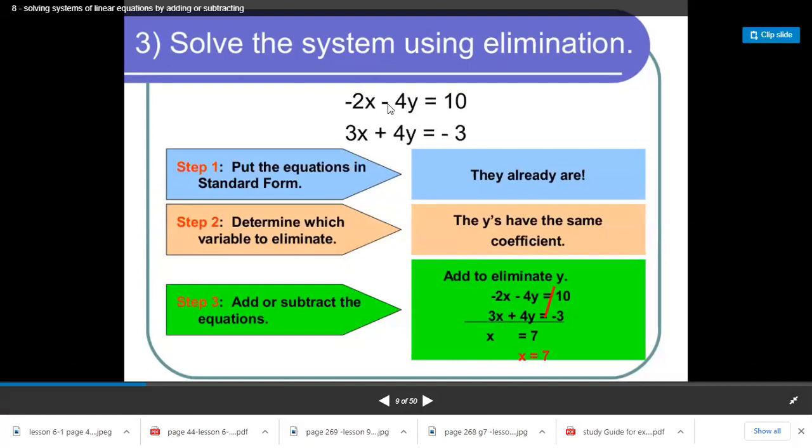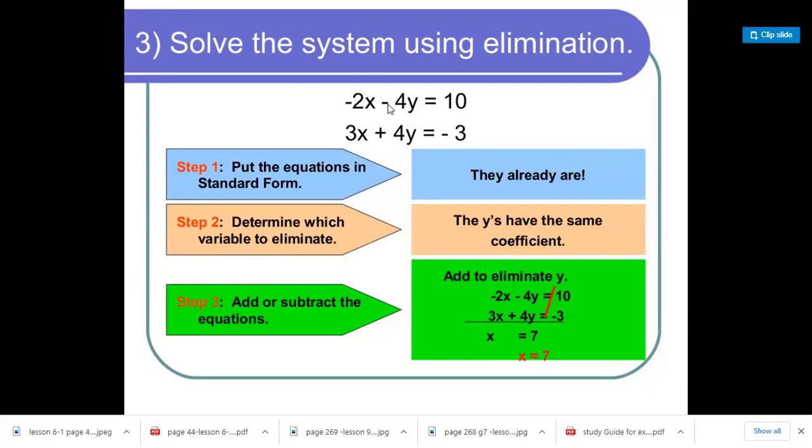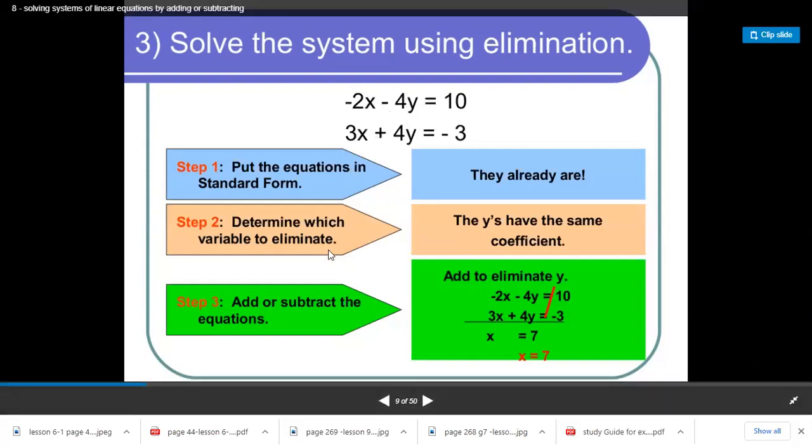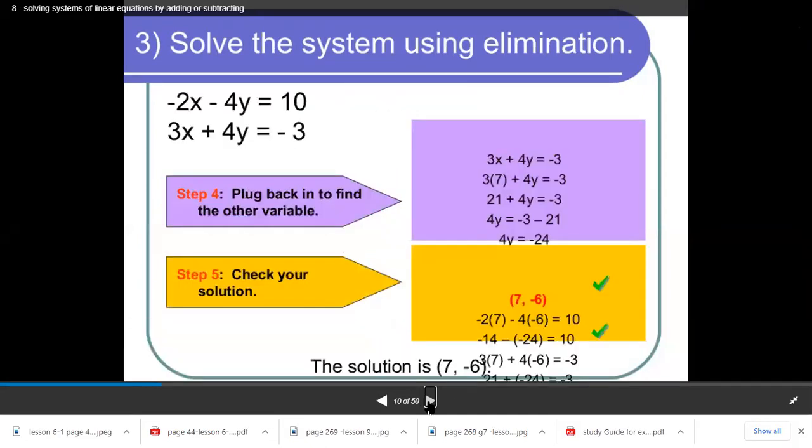This one, yes. Yes, we have the additive inverse. So we have the number and its additive inverse. So directly we can add them together. Then negative 2 plus 3, it will be equal 6. Negative 4y plus 4y, it will be equal 7. And then the value of x equals 7, we will take it and go back to replace in both equations. And the answer will be 7 and negative 6.